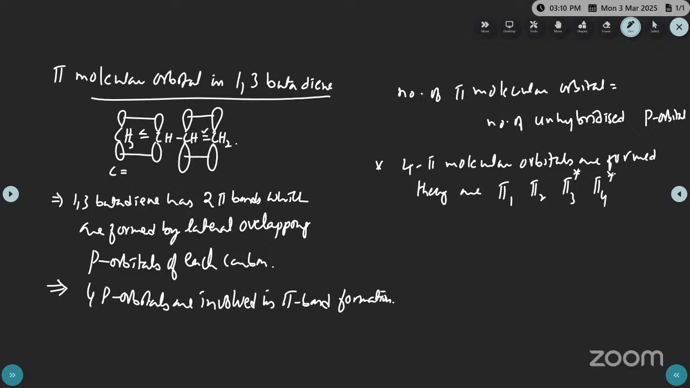Of these four molecular orbitals, two are bonding and two are anti-bonding. So let's draw the pi molecular orbitals of 1,3 butadiene. How do we draw them?